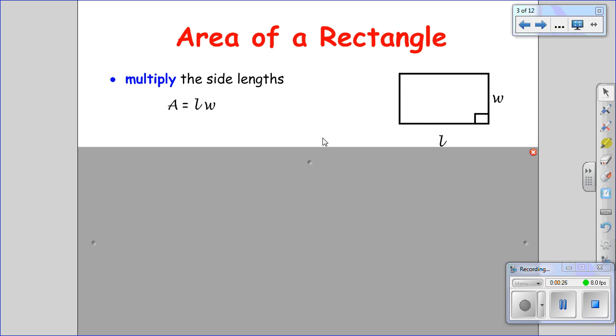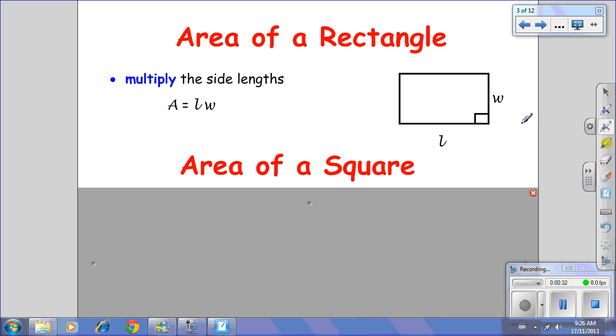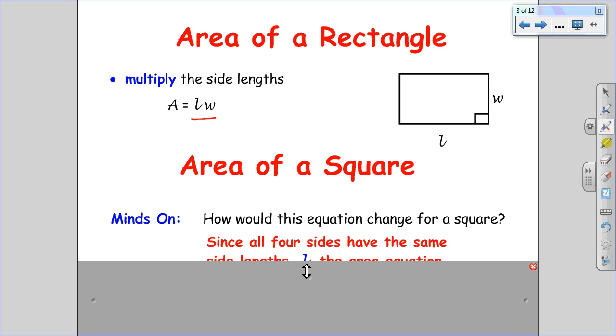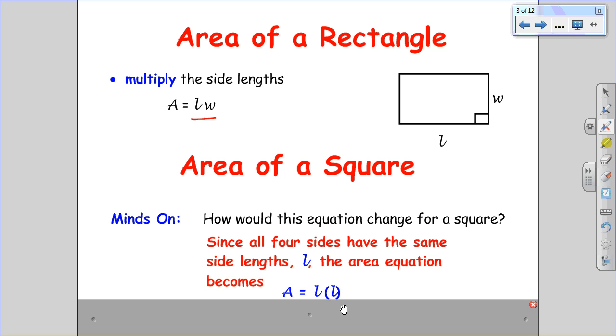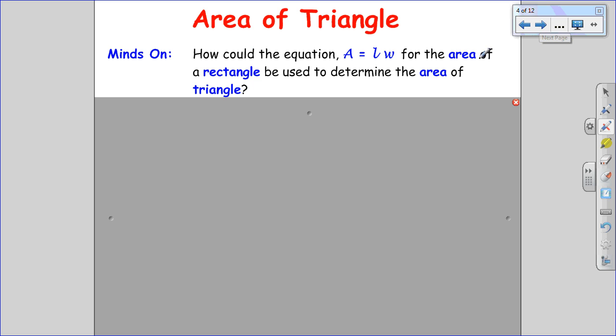So to find the area of a rectangle, we multiply the length and the width. To find the area of a square, remember that the width would be the same as the length. So when we do that, instead of length times width, we can put length times length, which is the expanded form for length squared.